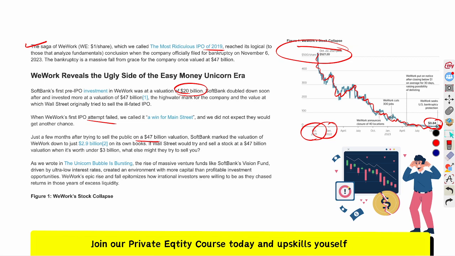And that SoftBank fund basically reported it. Why? Because Wall Street would try and sell a stock at a 47 billion valuation when it's worth under 3 billion. And what else might they try to sell you? As we wrote in The Unicorn Bubble Is Bursting, the rise of massive venture funds like SoftBank Vision Fund, driven by ultra low interest rates, created an environment with more capital than profitable investment opportunities. And WeWork's epic rise and fall epitomizes how irrational investors were willing to be as they chased returns in those years of excess liquidity.